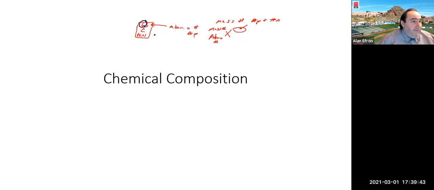That atomic number is very important. If you look at the periodic table, there's not a number that repeats. So every element has its own atomic number, and that's why we can identify it by its atomic number, or the number of protons.